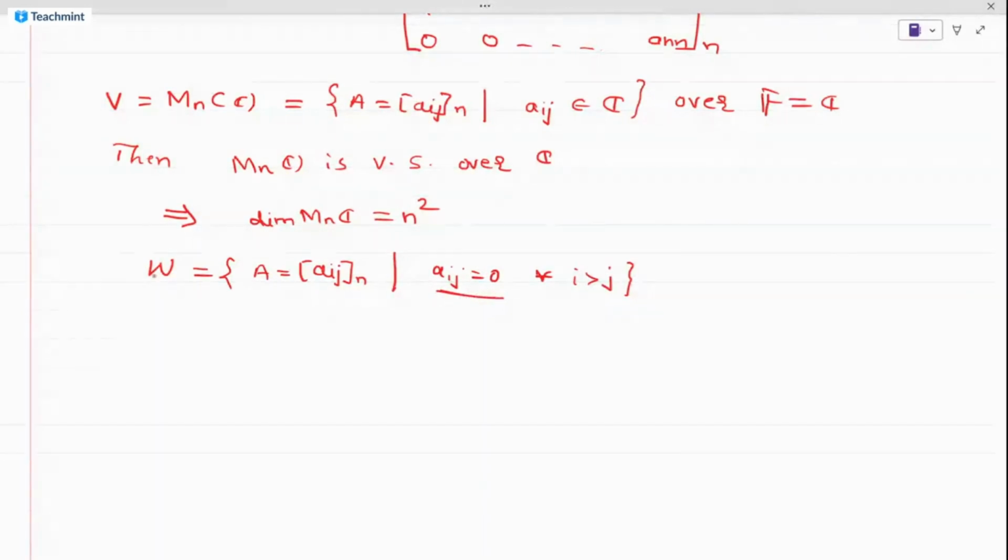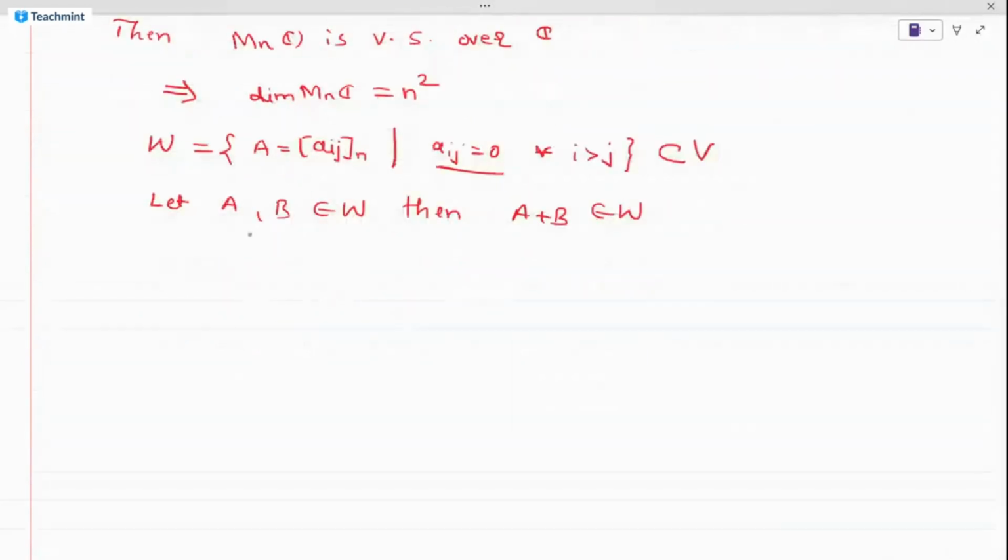Then W forms a subspace. What is our aim next? It is a subset of V, because it is the set of all the upper triangular matrices. Then if you take two upper triangular matrices A and B belonging to W, then A plus B also belongs to W. That is, the sum of two upper triangular matrices is an upper triangular matrix.